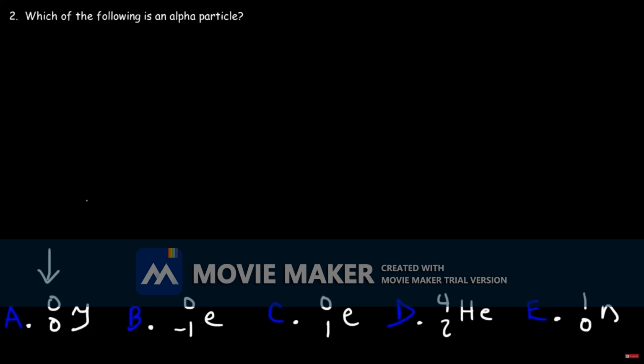Today's first exercise is which of the following is an alpha particle. So let's go through each one. Answer choice A represents a gamma particle. This is a high energy photon, and it has virtually no mass, no charge. So it's not answer A.